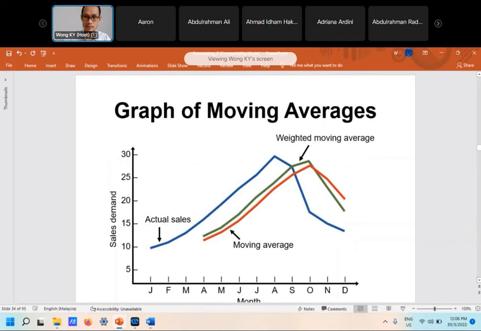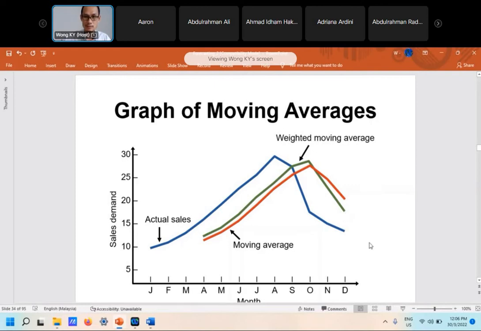Which one is more accurate? I think you can answer. Is using moving average better or weighted moving average better? I think you know the answer: weighted moving average will be better, because it uses weightage to reflect the relevance of the data.